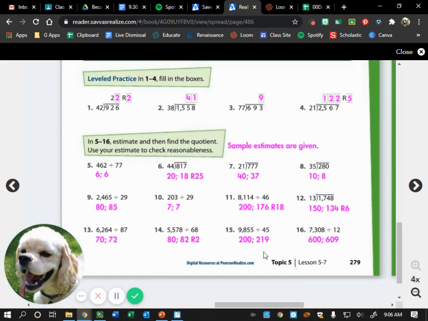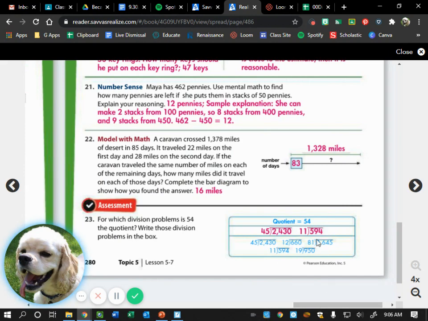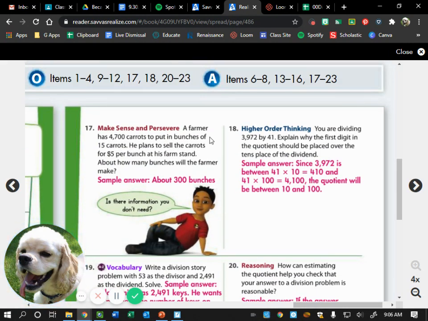Okay. Can I go on to the next page? Yes. Okay. So then we have number 17 and 20. Number 17 said, a farmer has 4,700 carrots to put in bunches of 15 carrots. He plans to sell the carrots for $5 per bunch at his farm stand. About how many bunches will the farmer make? What does the word about tell us to do? Estimate. And when we estimate, we have to what? It starts with an R. Round. We have to round.